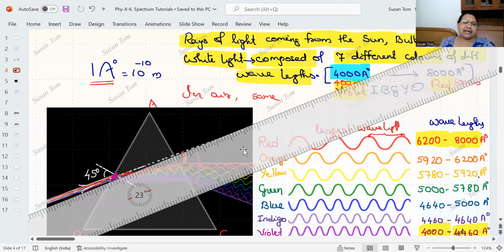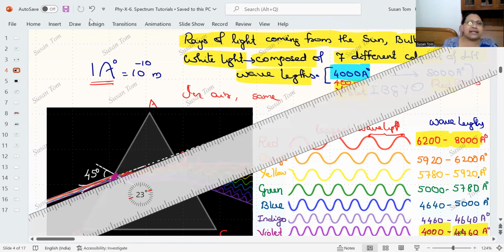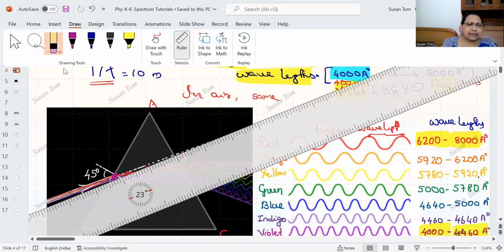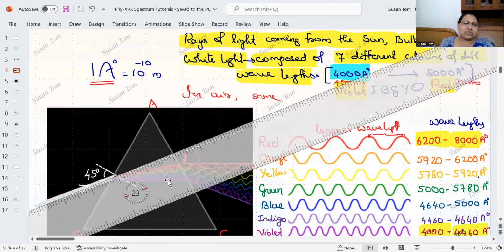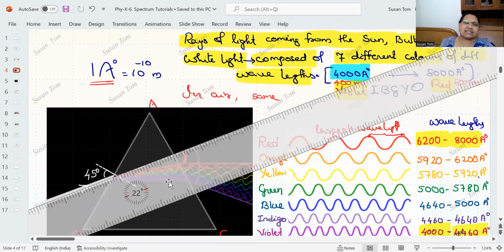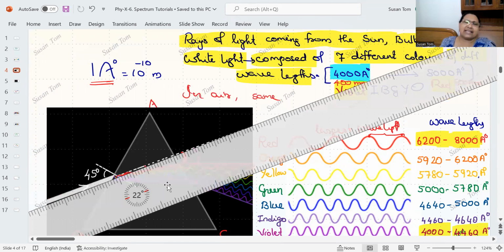Incident ray, incident white light I'm considering. Let's remove all these colors. So a white light is incident here. Remember, it is composed of all 7 colors. As it is incident, it is moving in this direction. If this prism wasn't there, it would have gone in a straight direction.